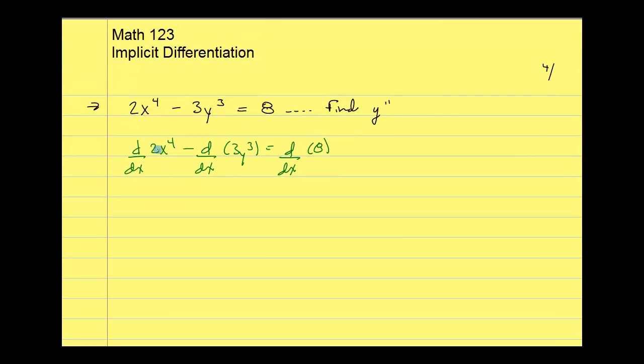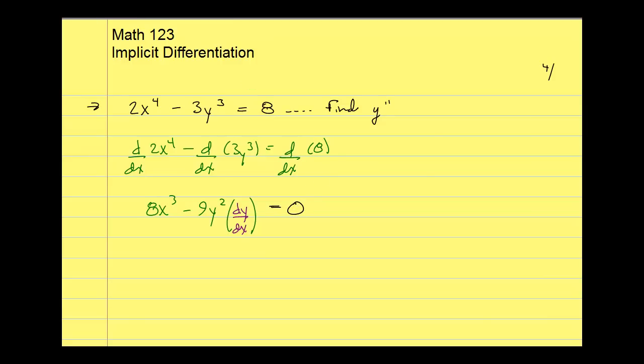Okay, so this piece is easy. The derivative with respect to x of 2x to the 4th is 2 times 4, which is 8x cubed. Now the derivative here would be 3 times 3 is 9y squared, but then remember I just took the derivative with respect to a variable other than x, so I need to tack on that dy dx, chain rule derivative of the inside, and on the right hand side the derivative of a constant is 0.